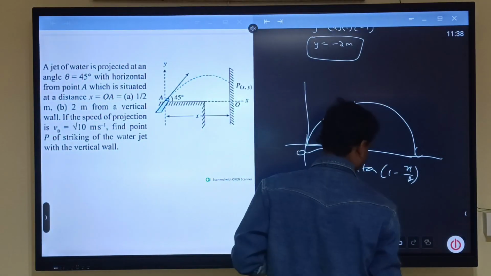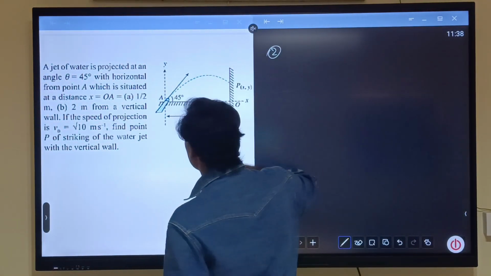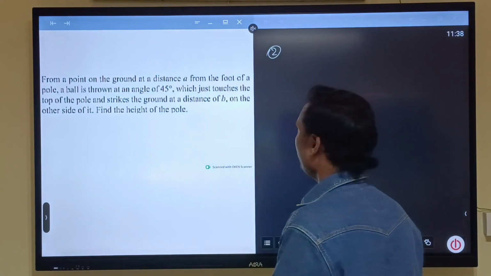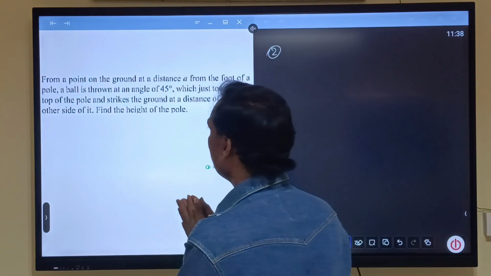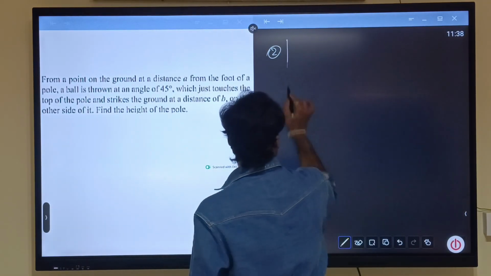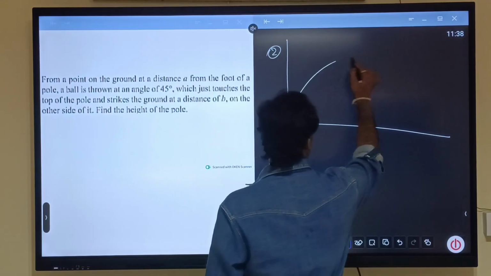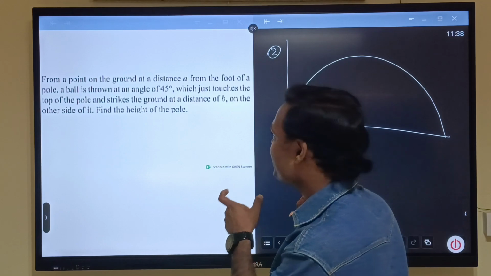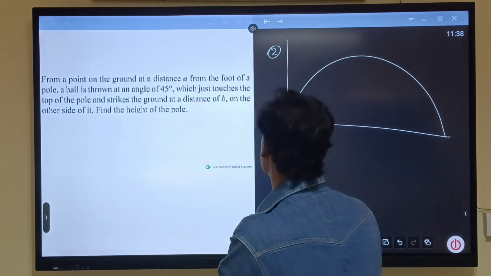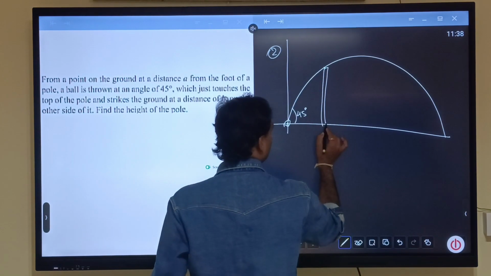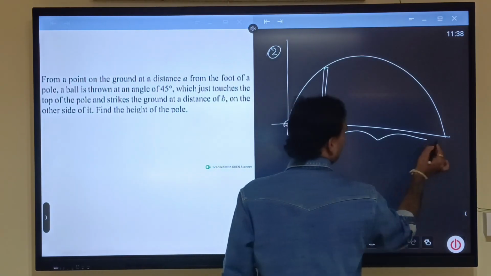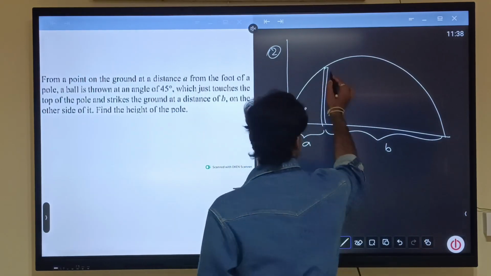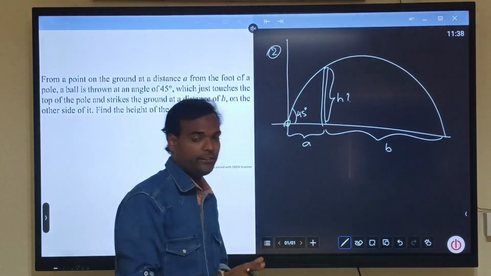Then the next part, sorry, the second question: from a point on the ground at a distance a from the foot of a pole, a ball is thrown at an angle of 45 degrees, like this, which just touches the top of the pole and strikes the ground at a distance b on the other side of it. Let a pole be present here, which is a, which is b. Find the height of the pole. This is what the question is.